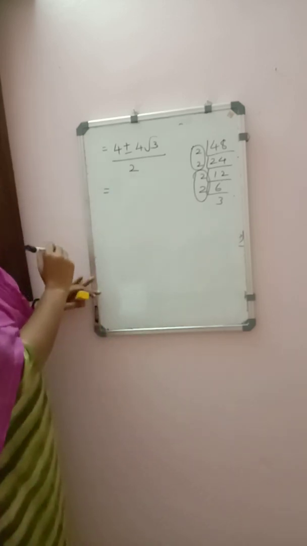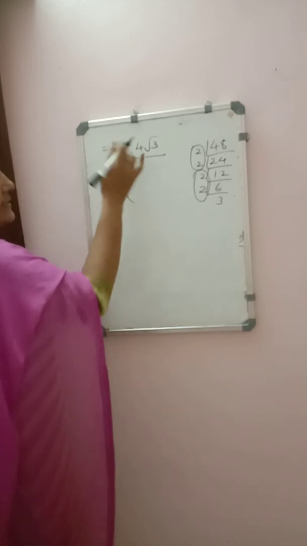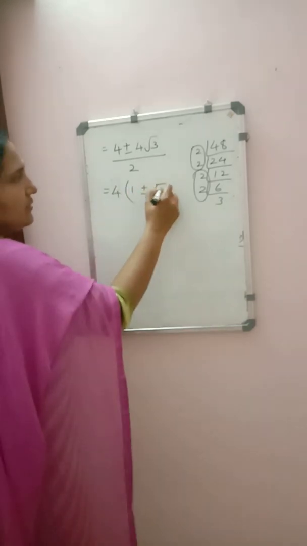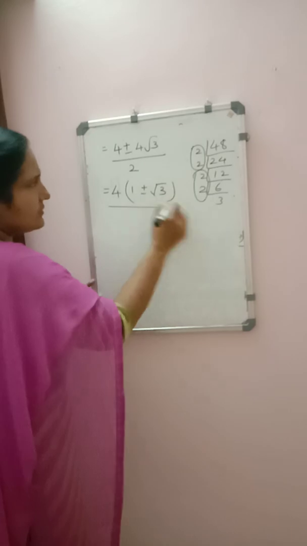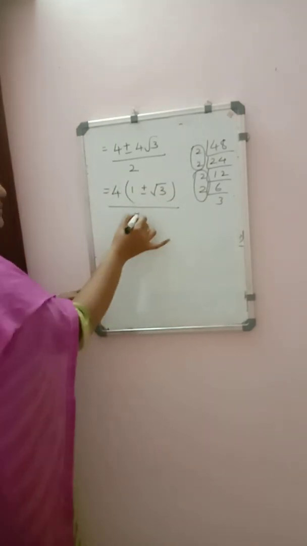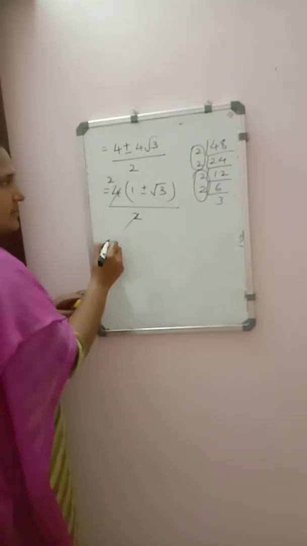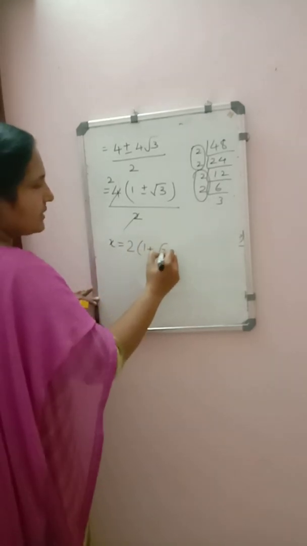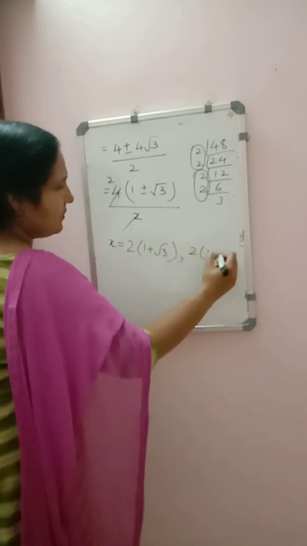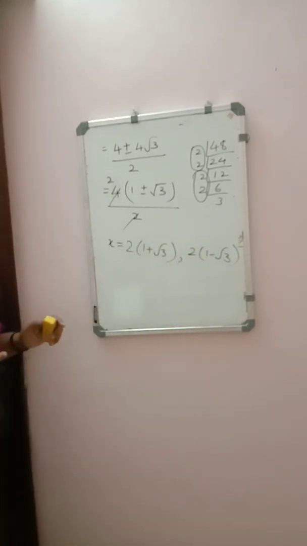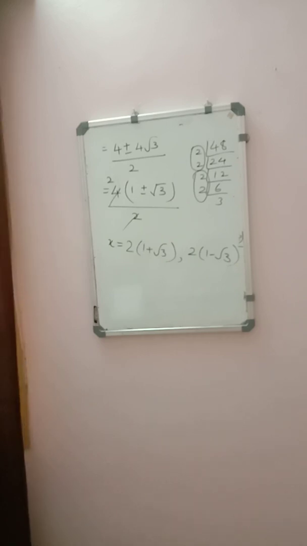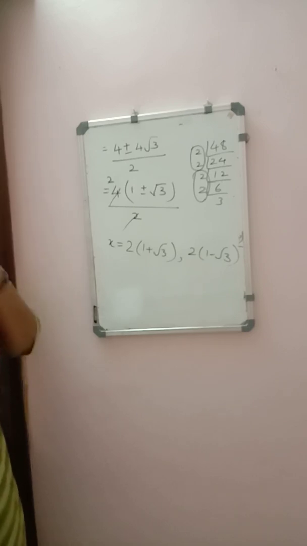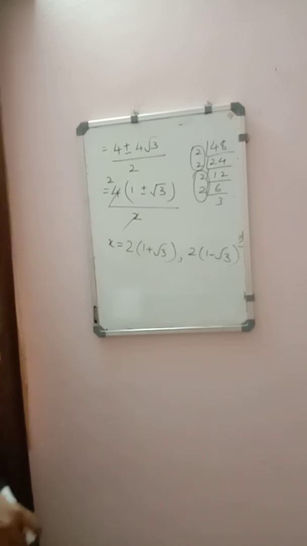Four is common, that we can take outside. Inside the bracket remaining it will be equal to 1 plus or minus root 3. If you want you can write 1 root 3 also, that is also correct. 2 and 4 now we can cancel. So we have two answers there. First is 2 into 1 plus root 3 and second is 2 into 1 minus root 3. Hope the method is clear to you. We'll discuss more questions so that it will be easy for you to solve the equations.